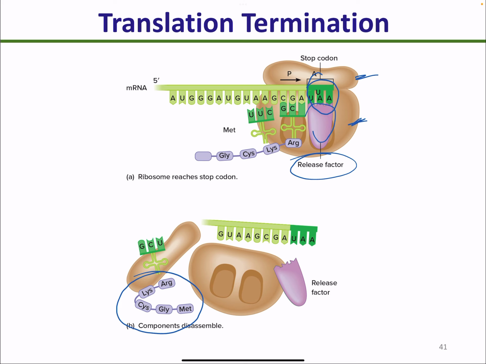All right, now we have a dissociation. Now translation is completed. That's termination. So the release factor attaching to the stop codon is the one that determines the termination of translation.